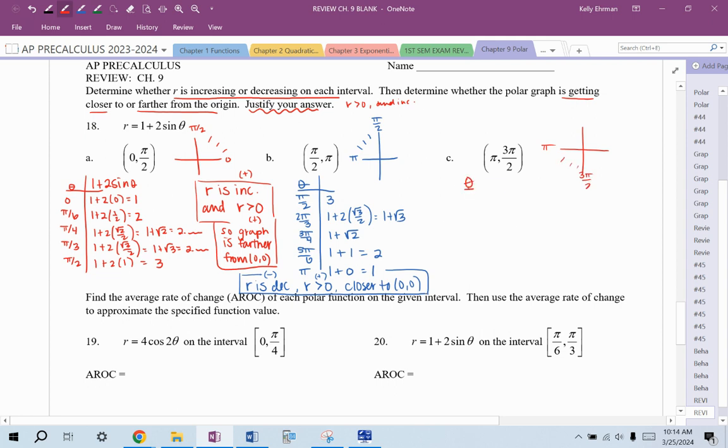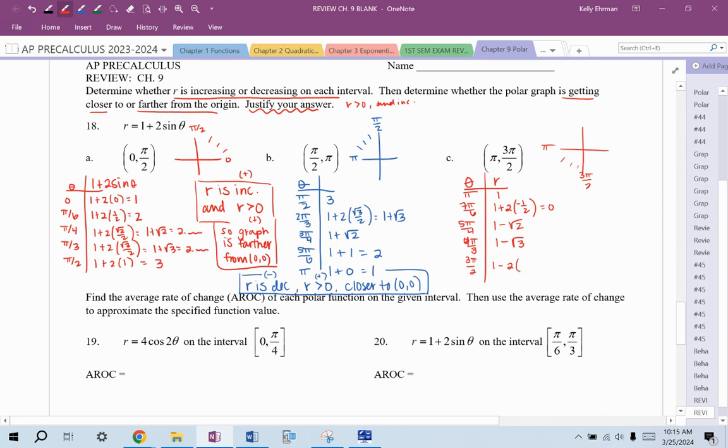All right, so still plugging into the same r. We have pi from the previous problem was 1. So 7 pi over 6 is going to be 1 plus 2 times negative 1/2. 1 minus 1 is 0. And then we've got 5 pi over 4. 1 plus 2 times negative radical 2 over 2 is going to be 1 minus radical 2. When we plug in 4 pi over 3, we're going to get 1 minus radical 3. And when we plug in 3 pi over 2, we're going to get 1 minus 2 times 1.